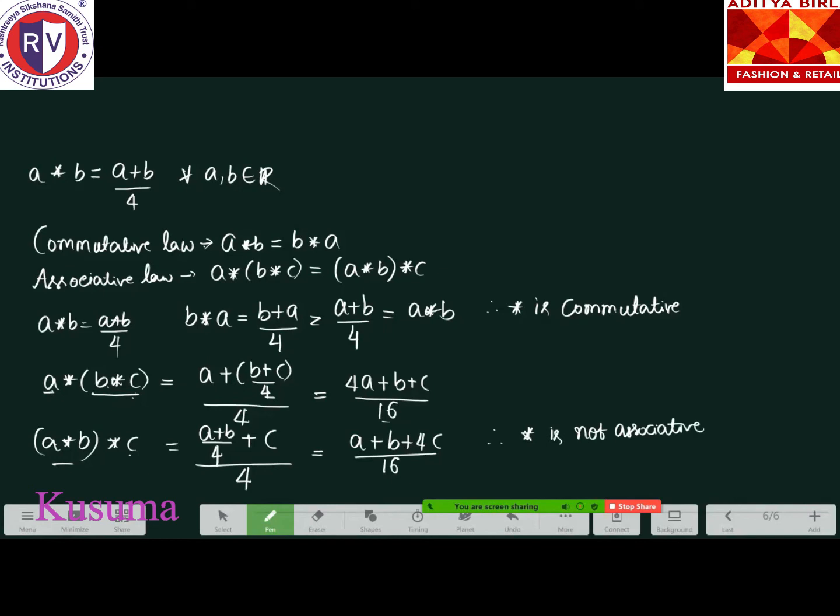So we can say that star is commutative but not associative. So it is given in option B, that is commutative but not associative. Therefore, the answer is option B for this. Next question.